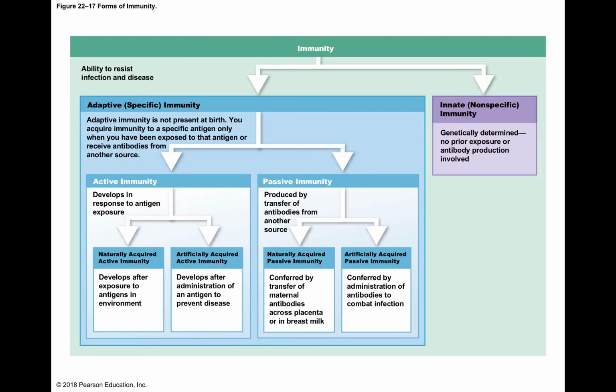Okay, now the next thing we're going to talk about is different forms of immunity. I'm going to do another picture here because I think it's a little bit easier than that. With immunity, there are four different ways to develop immunity.